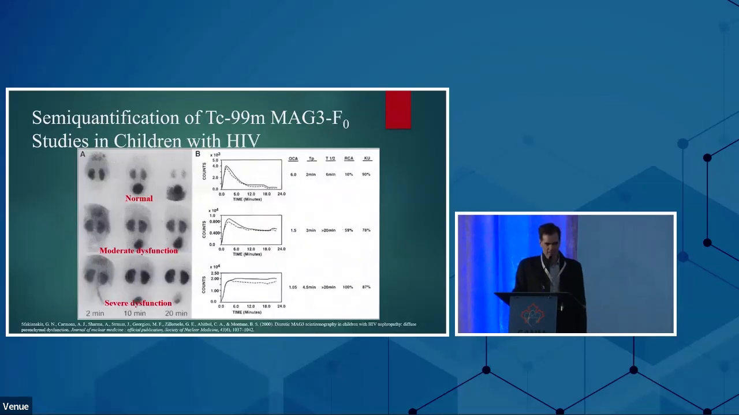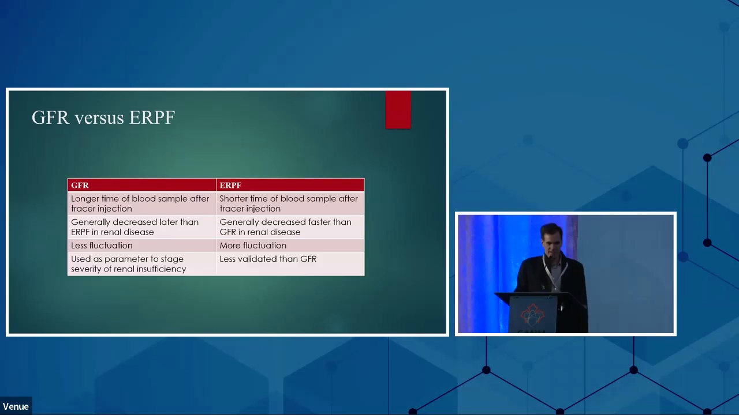And very quickly, the renal function is determined by the shape of the renal curve, and if it is upsloping, it is more severe dysfunction compared to a rapid elimination. So this has also been done in children with HIV. So the GFR versus ERPF, I'm just getting shorter on time.